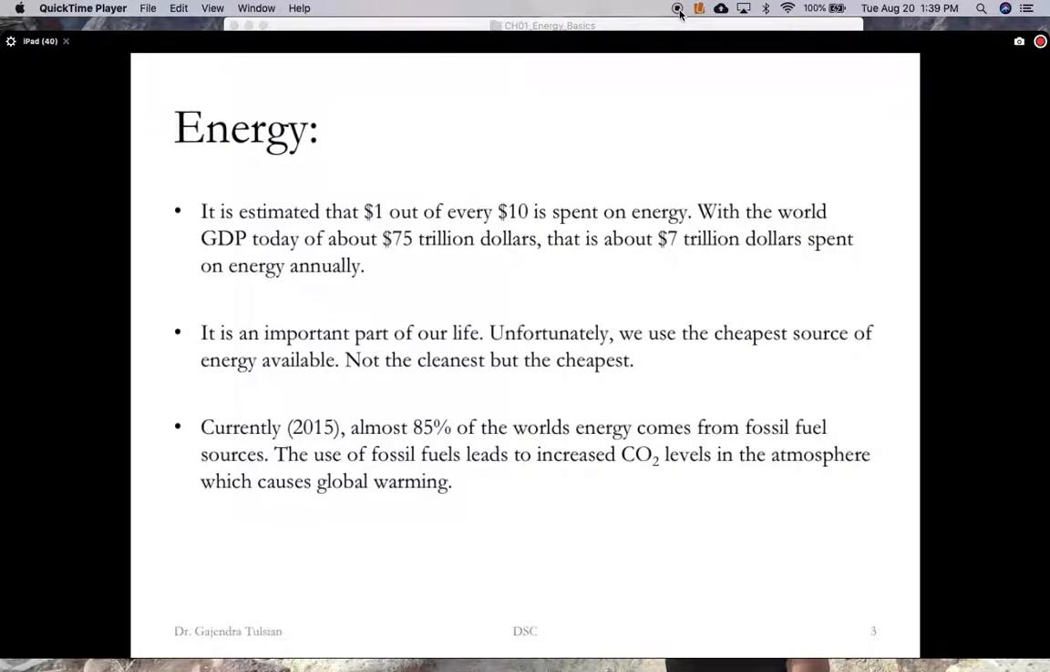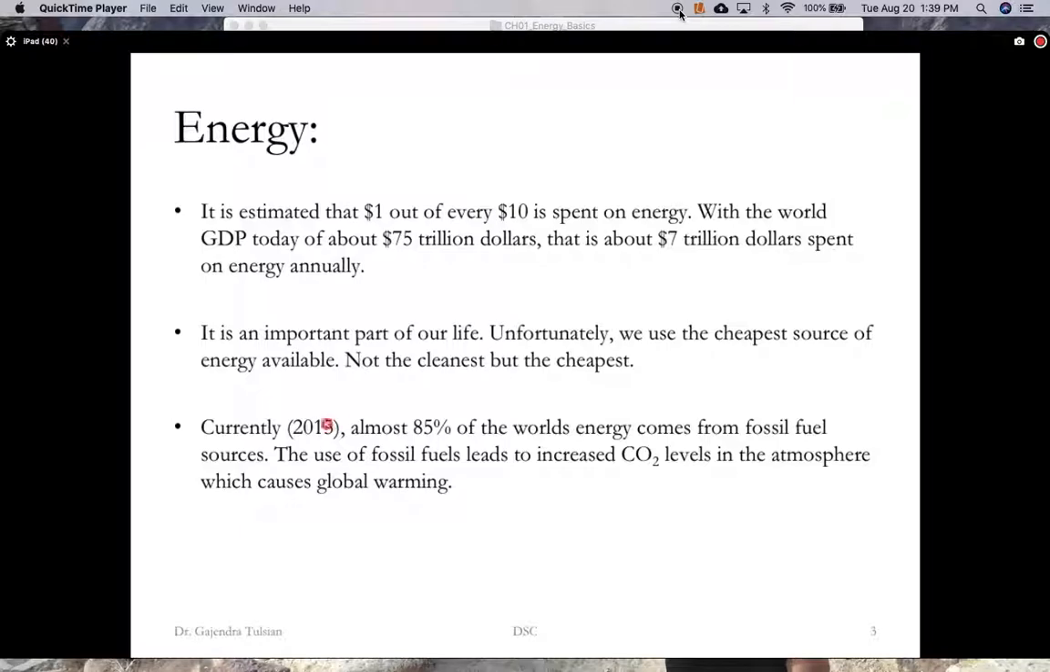All right, so it turns out energy is a big part of our life. It's estimated that $1 out of every $10 is spent on energy. That's 10% of everything is spent on energy. So, for instance, the world GDP is about $75 trillion today, and so we spend about $7 trillion on energy, but the cheapest source of energy, and that means fossil fuels.